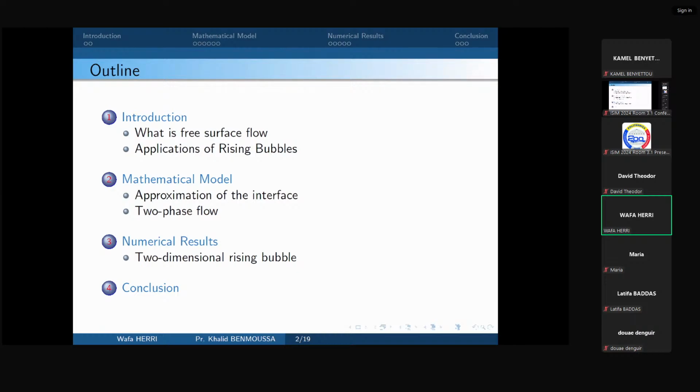I'm going to start with an introduction, including the definition of free surface flow and its application. Next, I will discuss the mathematical model, focusing on the level set method, followed by its variational formulation. We will then move on to the two-phase flow, studying the Navier-Stokes equations and their variational formulation. Finally, I will share our numerical results for the rising bubble test and conclude with the main findings. So let's start with the introduction.